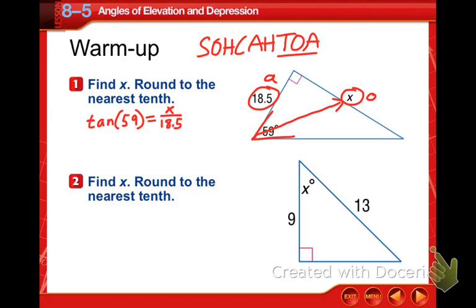So we need to get rid of that 18.5 on the right, move it over to the left. So to do that, we're going to multiply both sides by 18.5, and that will eliminate the 18.5 on the right side. So we're left with, I'm going to rearrange it to where x is equal to 18.5 times tangent 59 degrees. You don't have to write times in between, you just put them together. So now we can just plug this into Desmos, and it'll give us our answer. So let's jump over to Desmos.